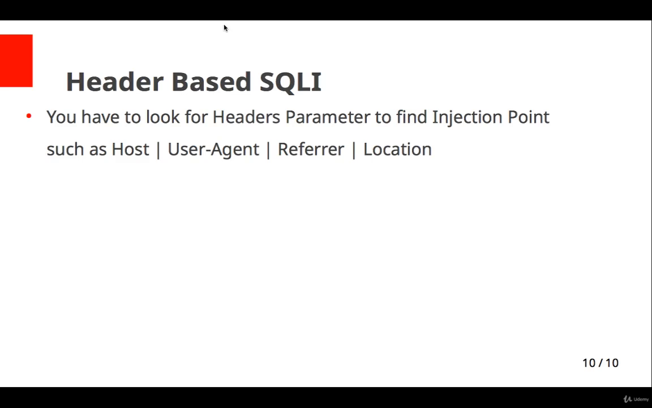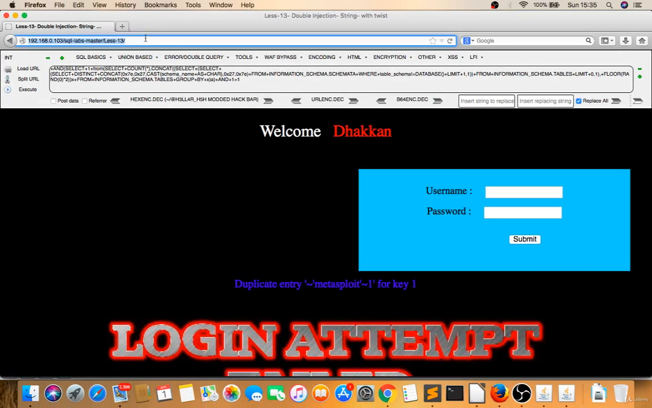Let's talk about header based SQLi. Everything will be the same. You have to look for header parameters to find the injection point, and all other steps will be the same, such as host, user-agent, referrer and location. So let's try this on lesson 18.